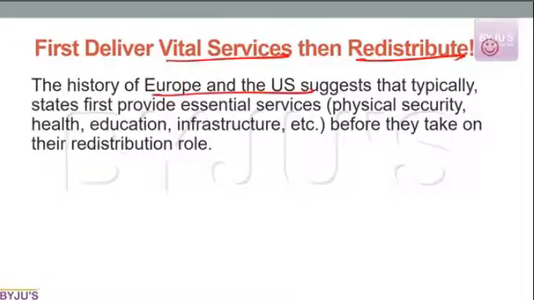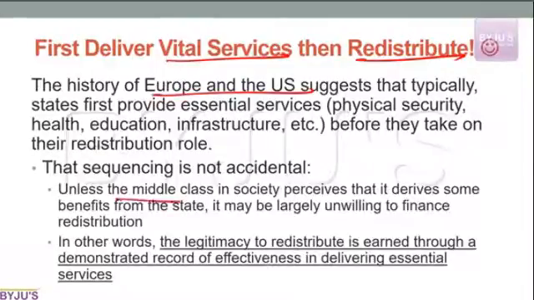And this is substantiated by Europe, US, etc. Their history, they had done the same kind of system. Now, unless the middle class perceives there is some benefit from the state, they will not be willing to finance the state. Who will finance the state? The rich and the middle class. So middle class and the poor has to benefit from the state before they are willing to finance. And this has to be delivered through essential services. So even basic things like roads, if the government can't provide properly, why would people give taxes to the government?